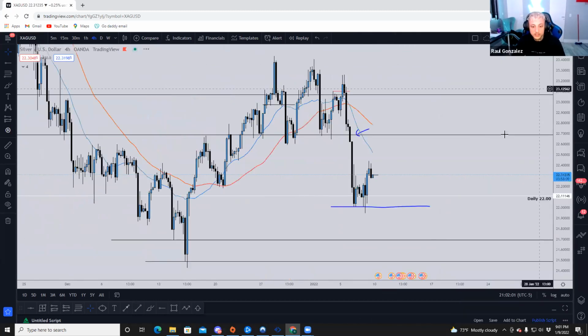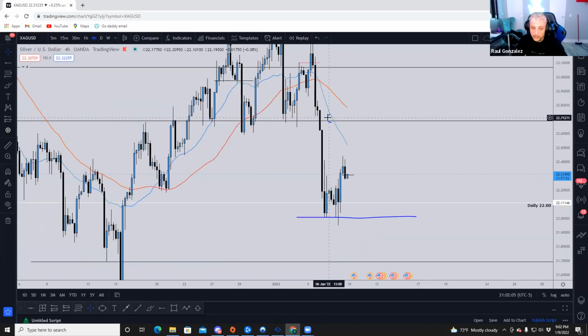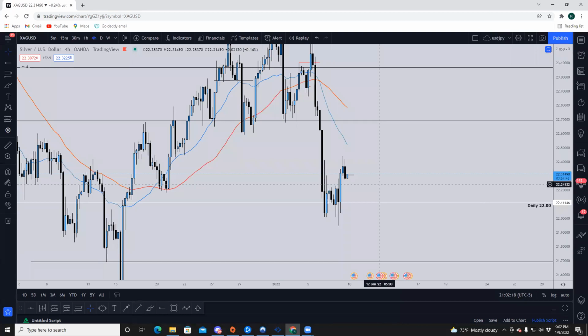Does anybody have any questions on silver, or any questions on gold and why I'm looking to take those positions? I think it was a pretty simple setup. It's kind of like rinsing and repeating every other setup, looking for breaks of resistance and targeting the next level of support or resistance. Simple, right?